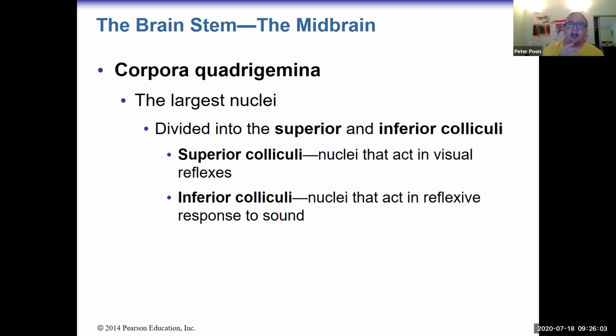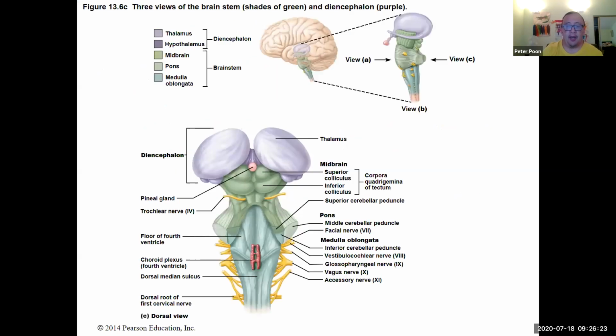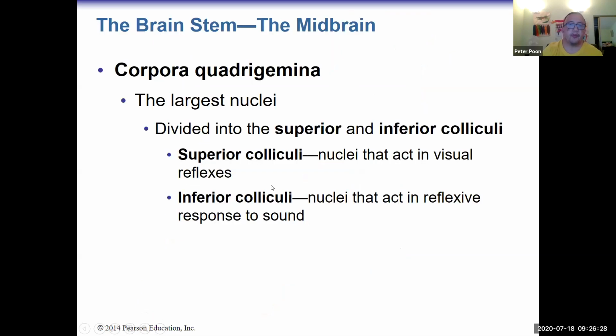Okay, the midbrain, there's only one feature on there that I really want you guys to know, and that's this, the corpora quadrigemina. Okay? Corpora, body, quadrigemina, four Gemini twins. So the four bodies that look like twins. You can see that on the back of the midbrain. So 1, 2, 3, 4. Okay? These work on reflexes, visual reflexes and reflexive responses to sound.